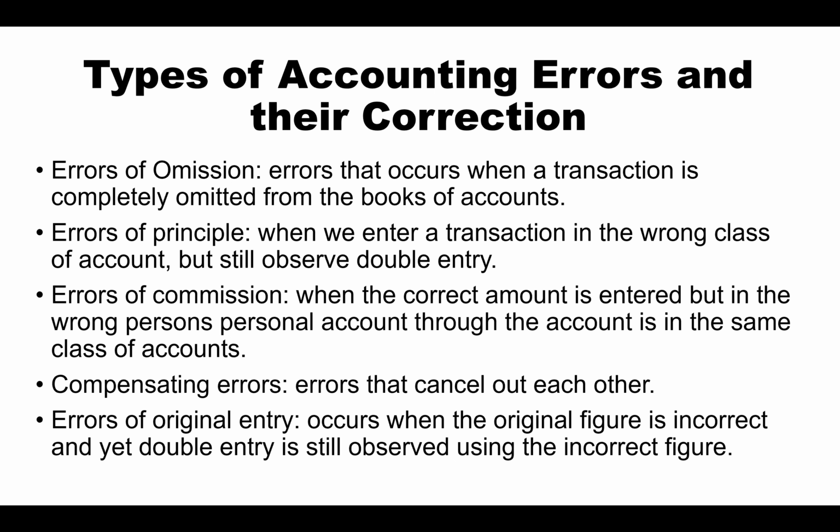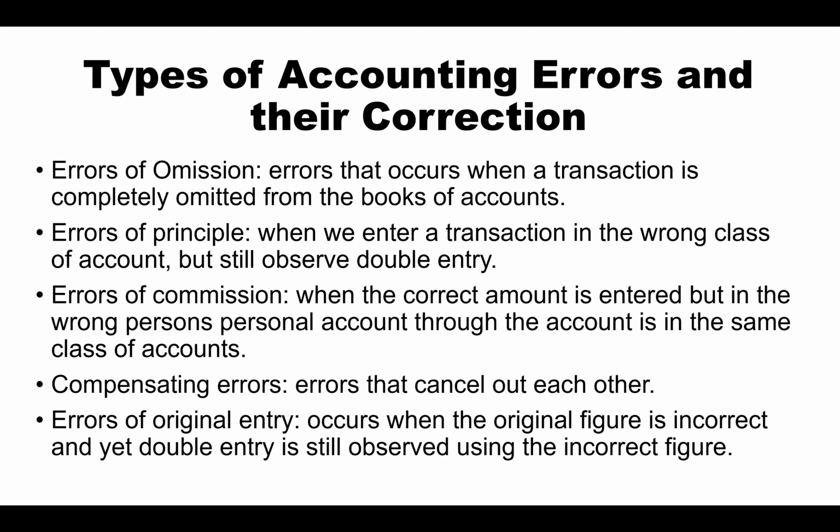Then we have errors of principle. So when we enter a transaction in the wrong class of account but still observe the double entry. Then we have errors of commission. When the correct amount is entered but in the wrong personal account, though the account is in the same class of account. So that is the errors of commission.